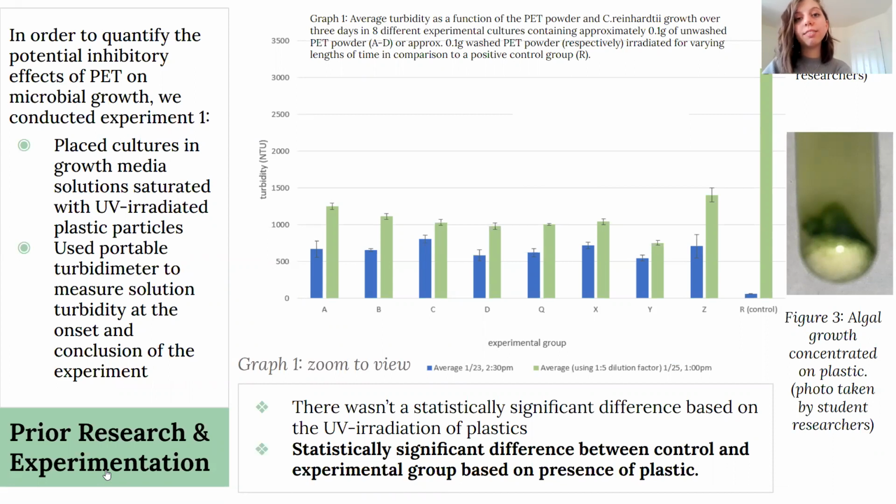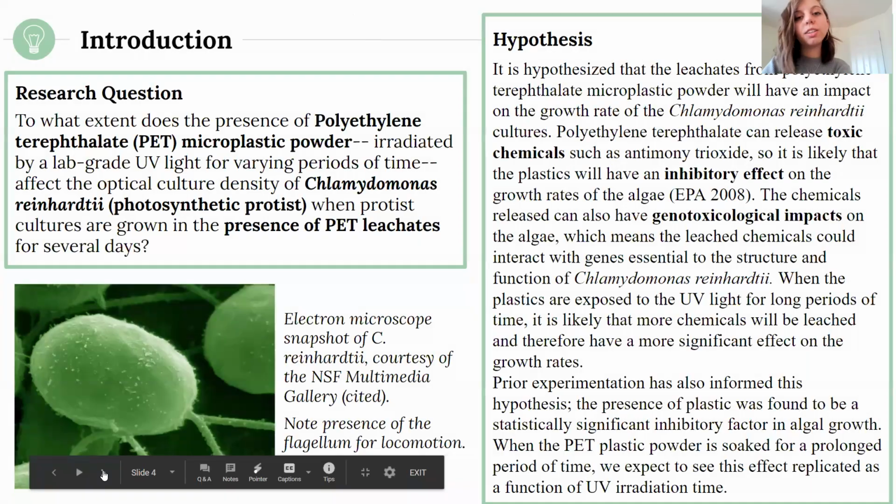So we did find a significant statistical difference based on the presence of microplastics in the tubes, but we did not find a statistically significant difference based on UV irradiation. We had thought that maybe different levels of UV irradiation, i.e. irradiating for longer, would have the potential to release greater quantities of toxicological compounds, but our first experiment didn't prove that hypothesis. For our second experiment, we wanted to elucidate that a little bit more.